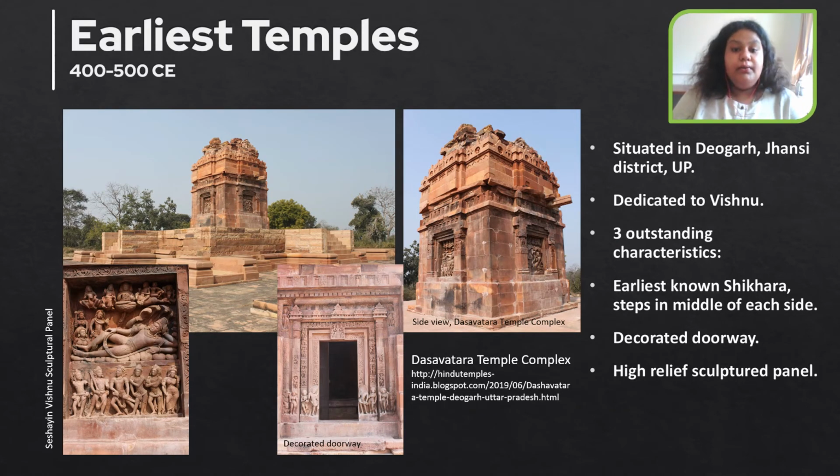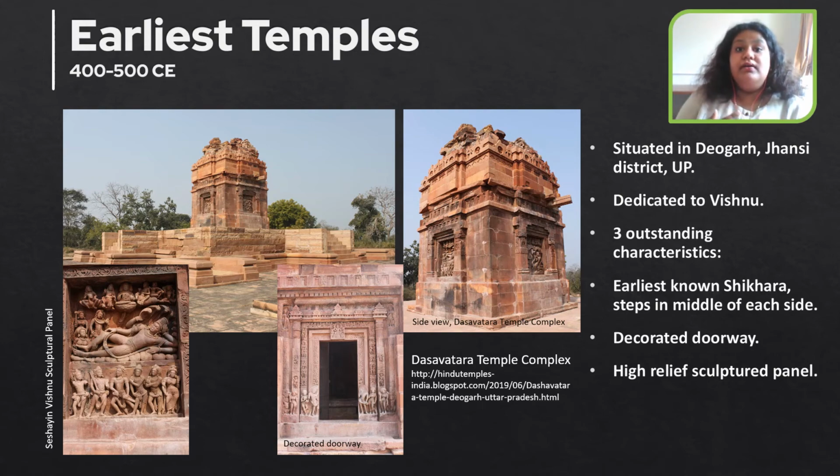So I will be talking about the earliest temples, which date back to around 400 to 500 CE, and it is the Dasavatara Temple in Deogarh. The Dasavatara Temple is dedicated to Vishnu, since Vishnu took 10 incarnations, and the 10th incarnation is still awaited. Vishnu has been incarnated in 9 forms, among them the famous Ram, Krishna, and then Vamana, Narsimha, Kurma, and Matsya. These were some of his important incarnations.